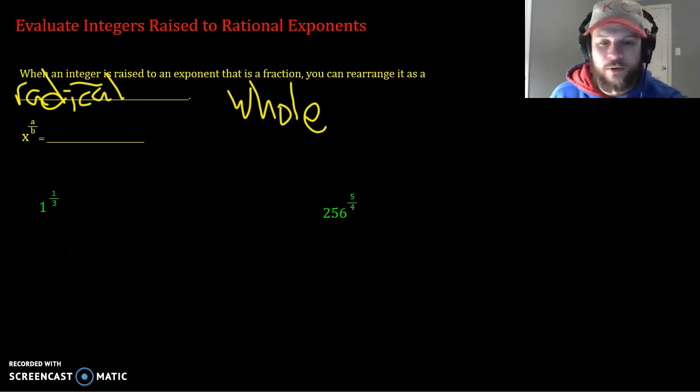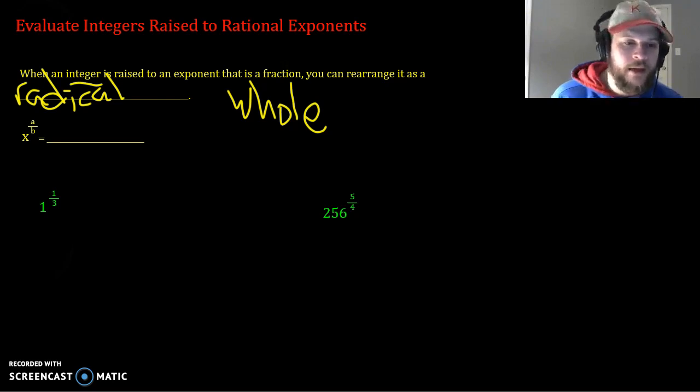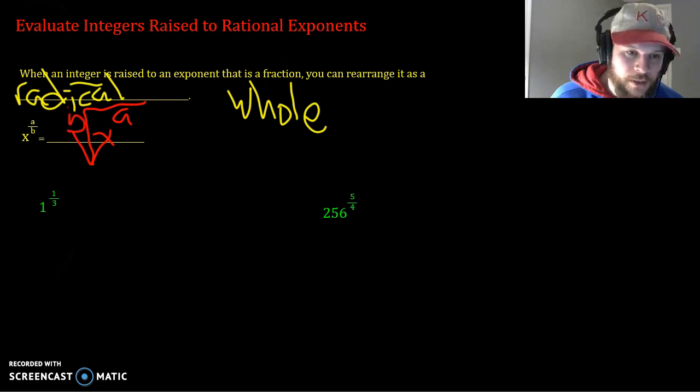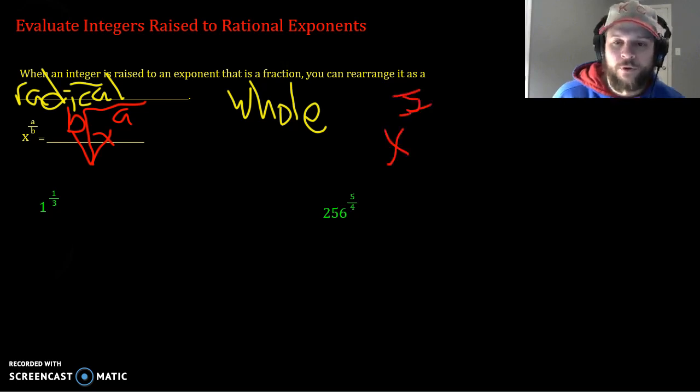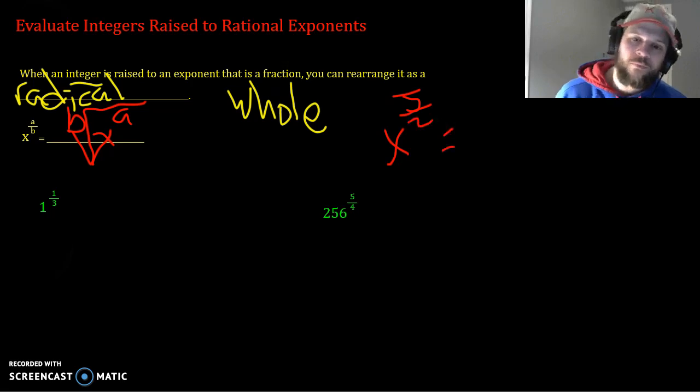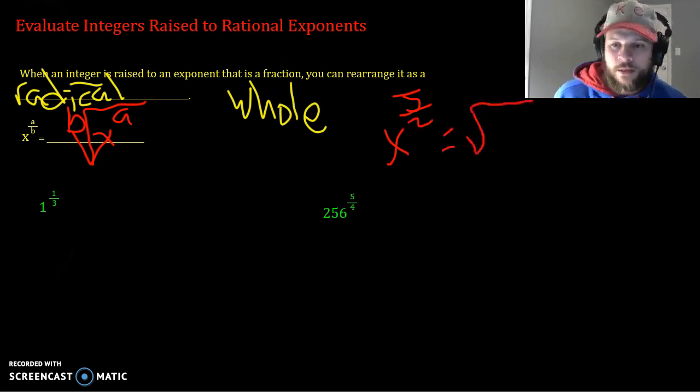So for example, when you have x to the a over b power, the a stays as the exponent of your integer, and then when you take the root of that number, the b becomes your index. So let's say we have x to the 5 over 2 power. You rewrite that as the root of x that still has the 5 as the exponent, and 2 is your index.